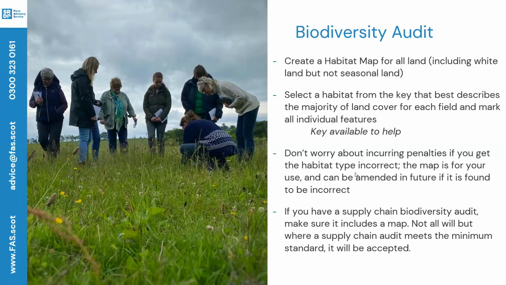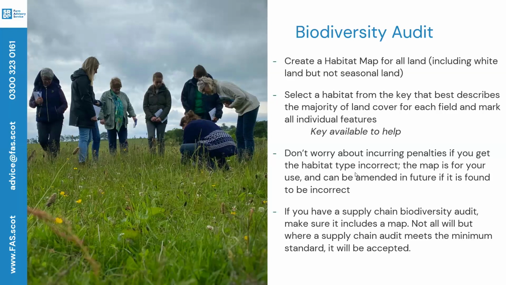However, you don't need to include any seasonal land that you only rent in. So that might be summer grazing or something. If you just rent it in on a seasonal basis, you don't need to include it. You have to select a habitat from the key that best describes the majority of land cover for each field and mark as individual features. And there's a key to help for that, and I'll be going through that in more detail.